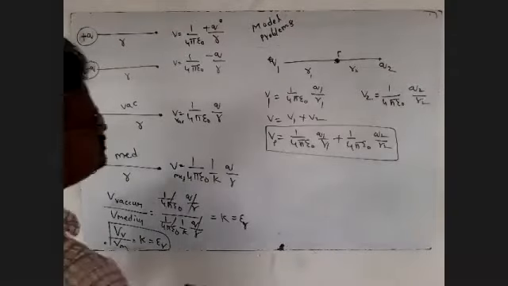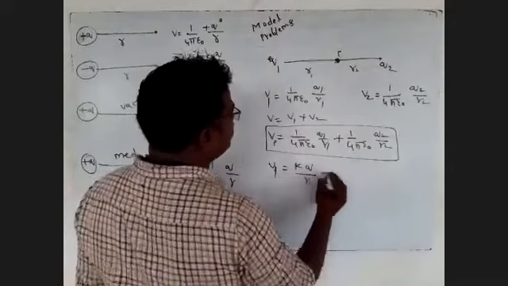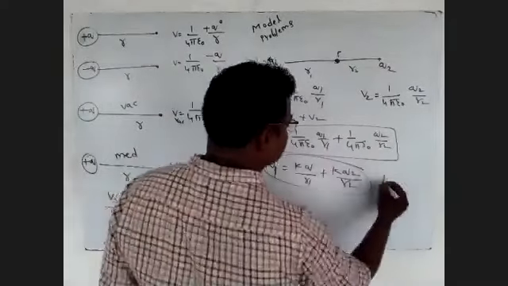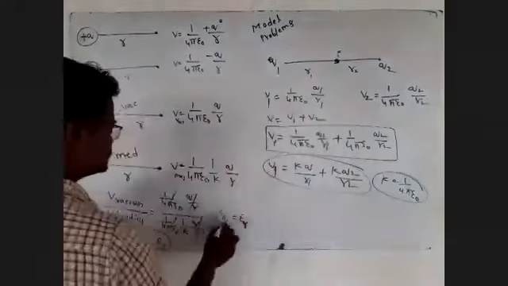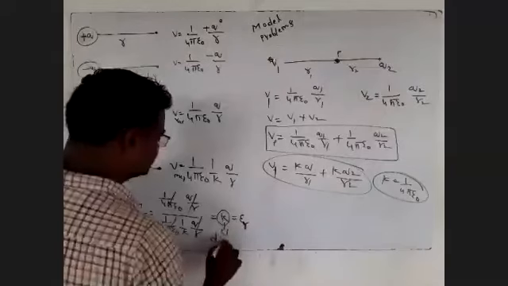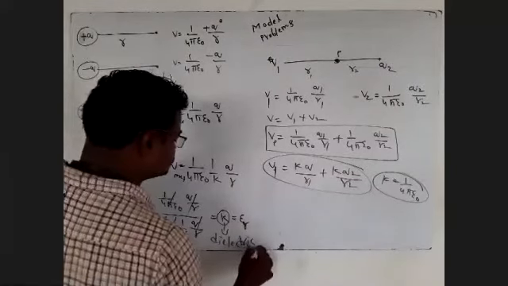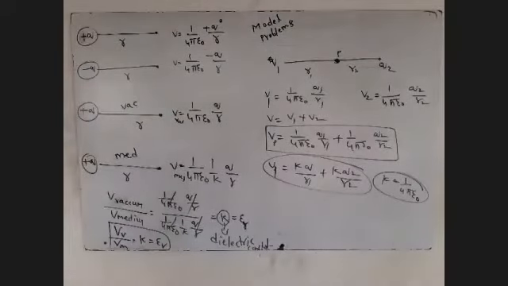Okay, this is 1 by 4 pi epsilon naught we are taking, so K Q2 by R2. But this K indicates 1 by 4 pi epsilon naught here, whereas the other K means dielectric constant. Both are not the same. Dielectric constant. Okay.